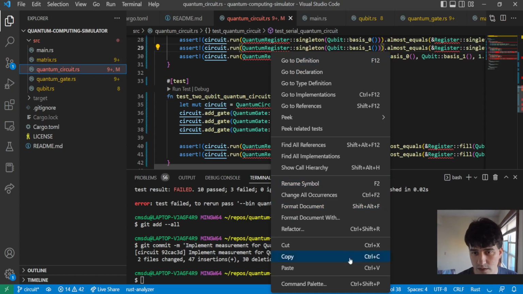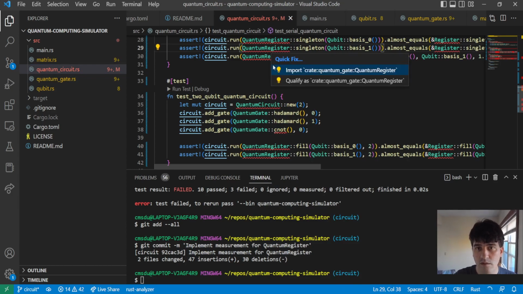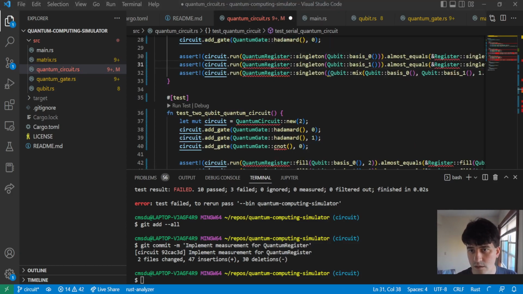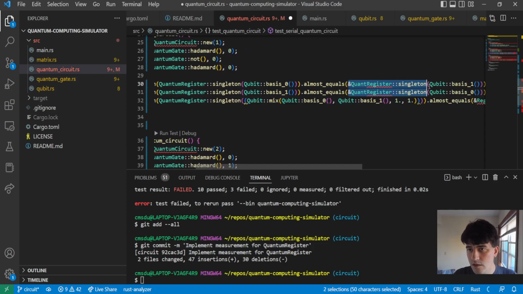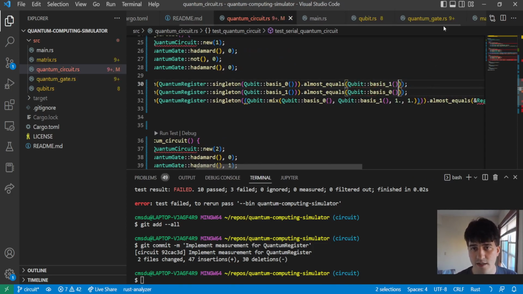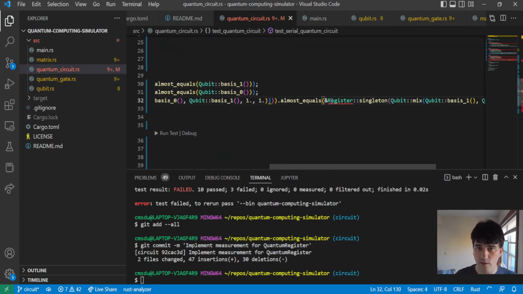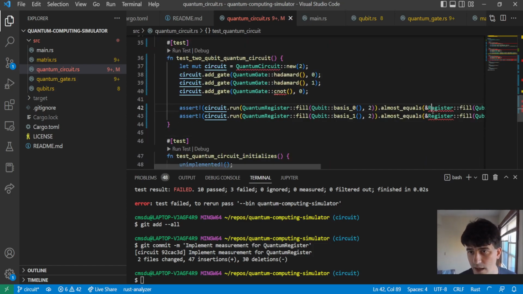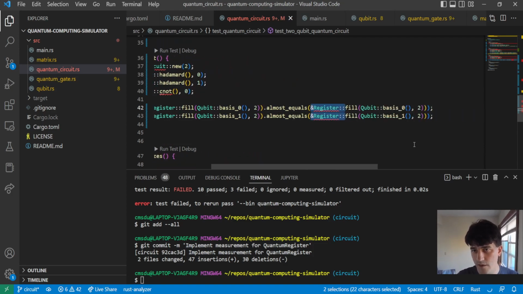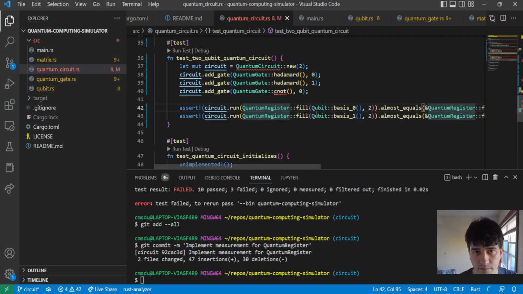And let's import it. Okay. Cool. And so these should all be working. And we actually don't need to even say singleton anymore because we set it up so that almost equal can just take a qubit and it will automatically work out that if you're trying to give almost equals a single qubit, it should be a register with one qubit in it. Okay. And then same story here. Oh no, not same story here. This just needs to be quantum register. And cool. And then we will do, so this is a two qubit quantum circuit.